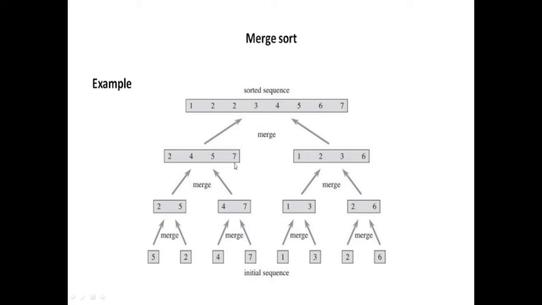Then 4 is smaller, so 4 will be taken here, and then 5 and 6 will be compared. 5 is smaller, 5 will be taken here, and then 6 and 7 will be compared. 6 is smaller, 6 is taken here, and then infinity and 7 will be compared. 7 is smaller, so 7 will be taken here. In this way we will get this list.